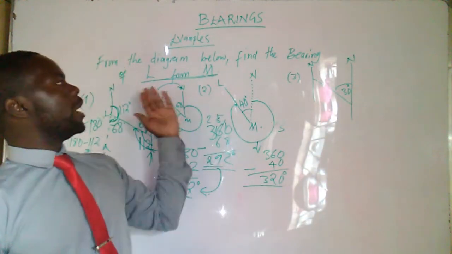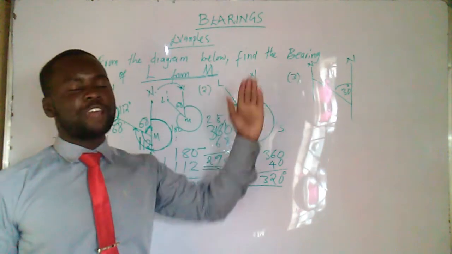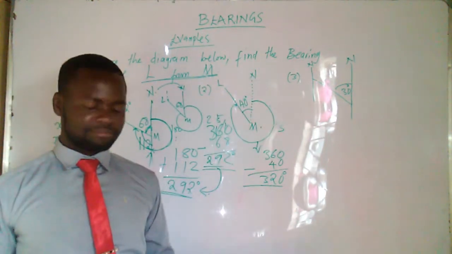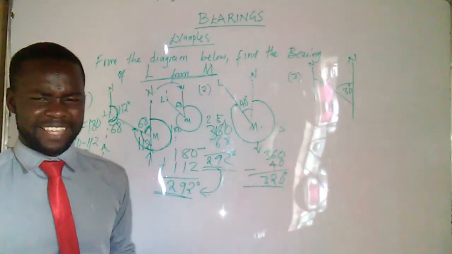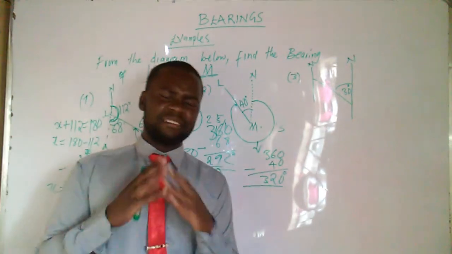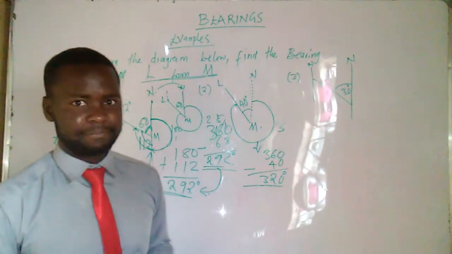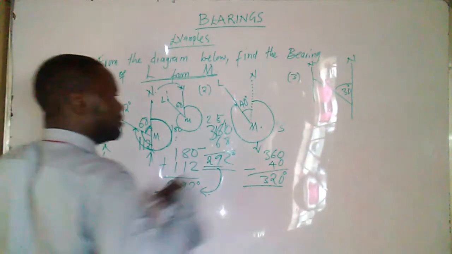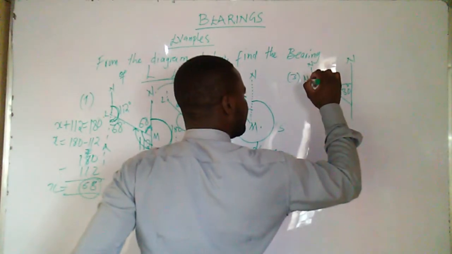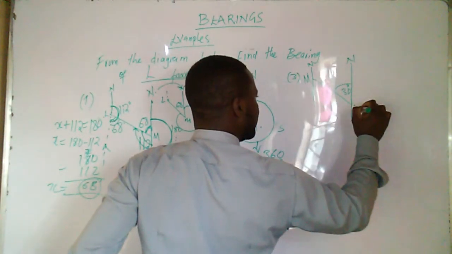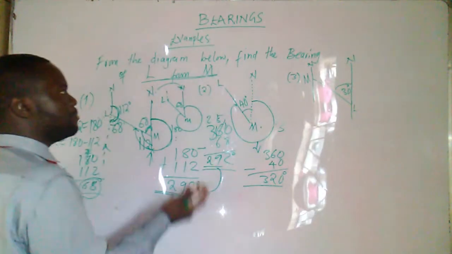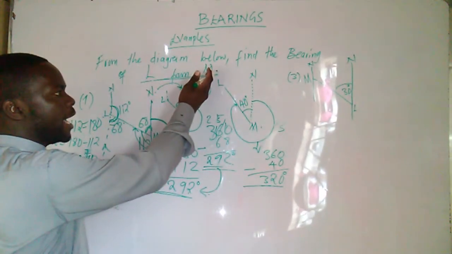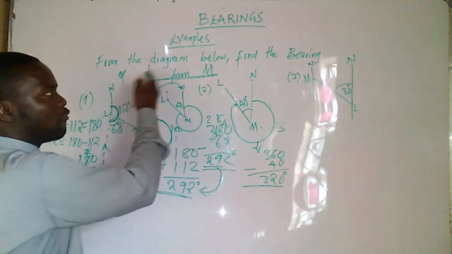The bearing of L from M. Where should I put L? Where should I put M? The beauty of math. Math is a simple subject on this planet Earth. I can put it anywhere. So in this case, let me just rotate it. Let me put my M to be here and my L to be here. So now we are looking for the bearing of L from M.